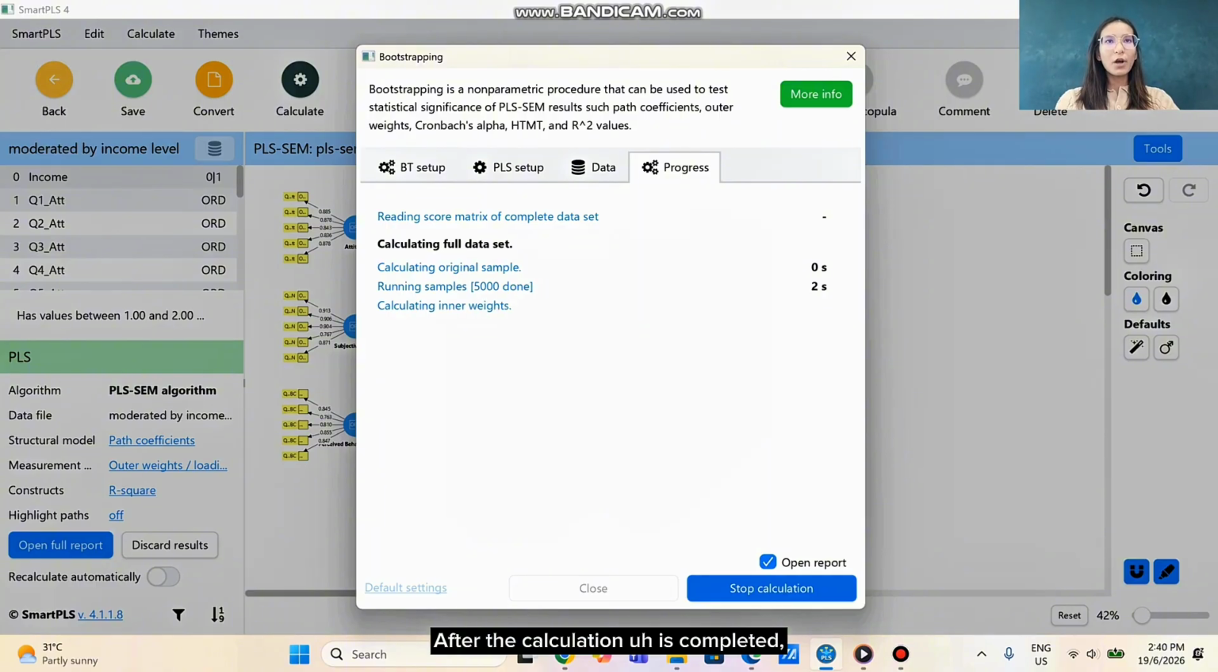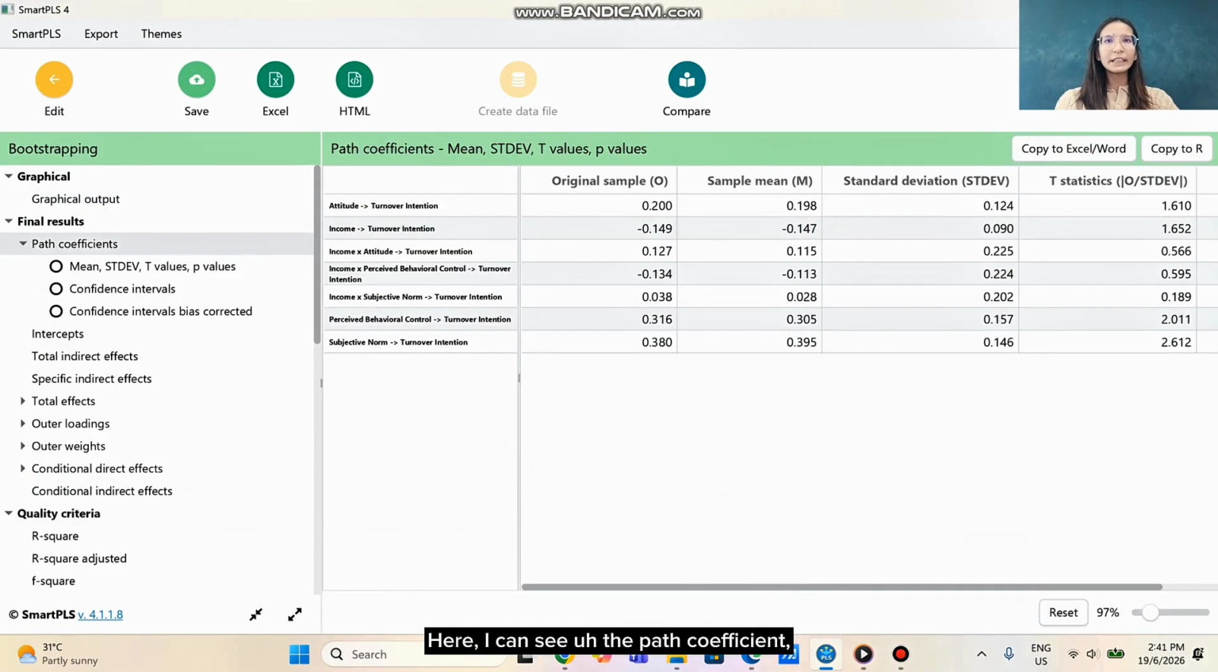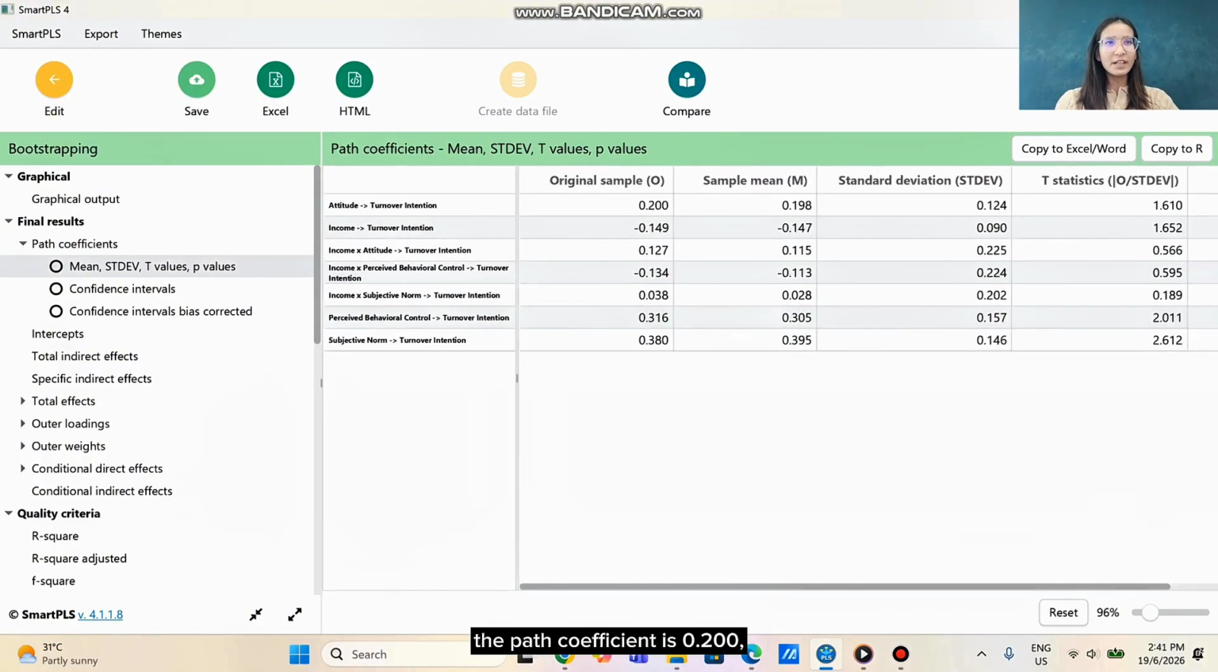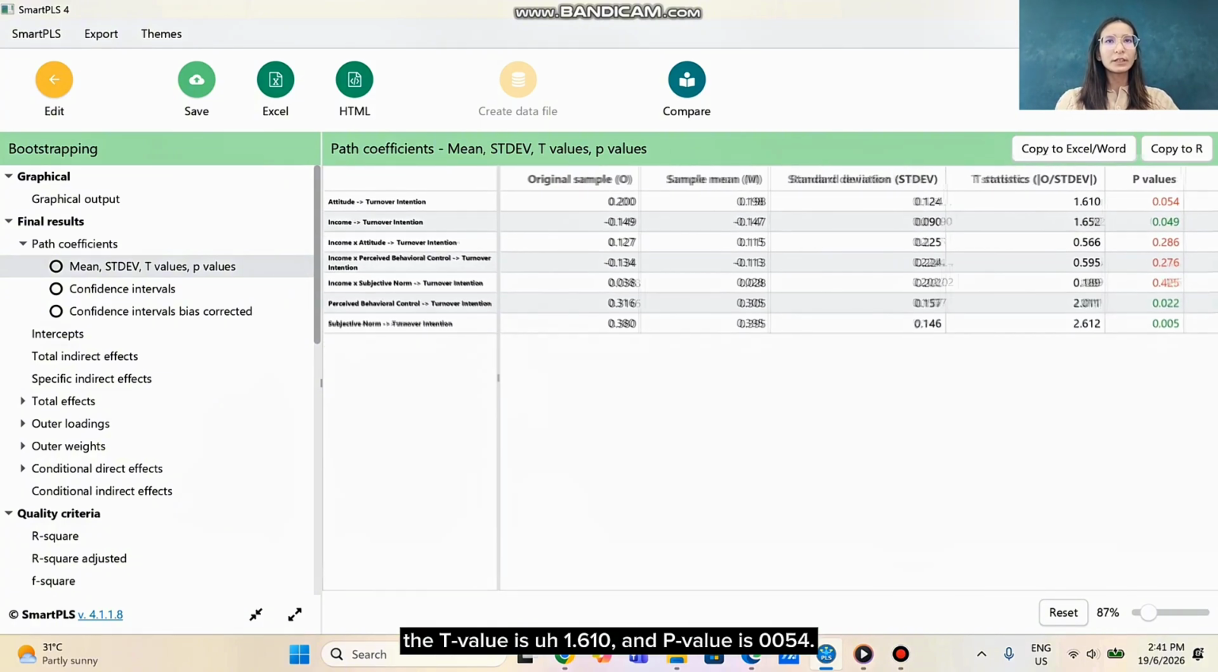After the calculation is completed, I go to the final results and click the path coefficients. Here I can see the path coefficient, T value and P value for each relationship. For attitude to turnover intentions, the path coefficient is 0.2, the T value is 1.610, and the P value is 0.0054. Since the P value is above 0.05, this means the relationship is not significant. For income to turnover intentions, the path coefficient is negative 0.49, the T value is 1.652, and the P value is 0.049. This relationship is significant and negative.